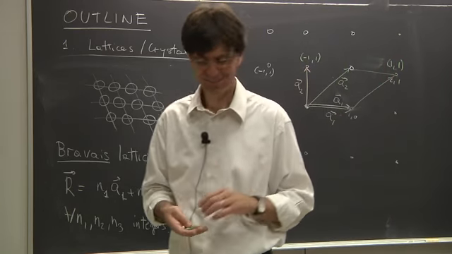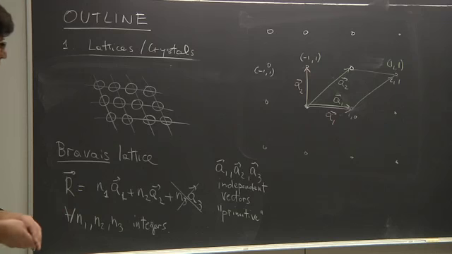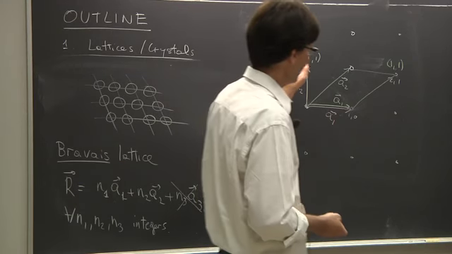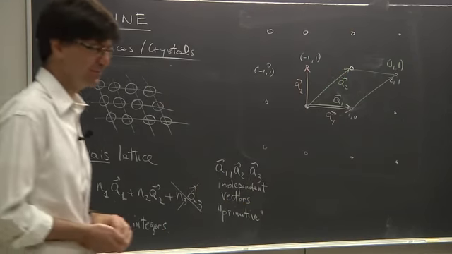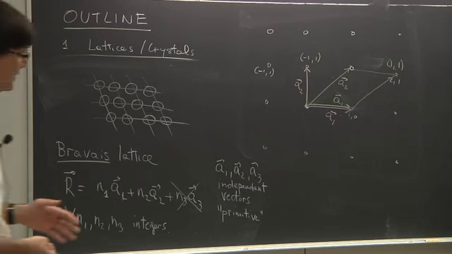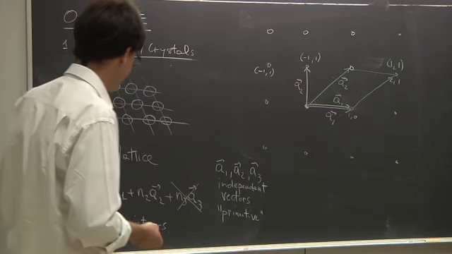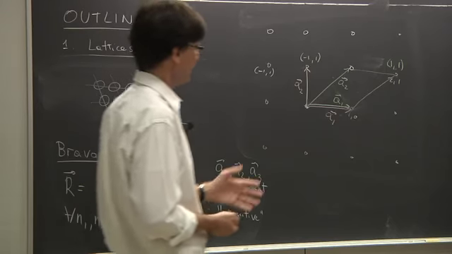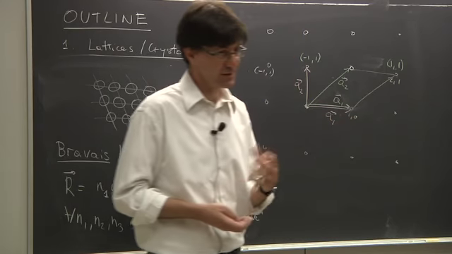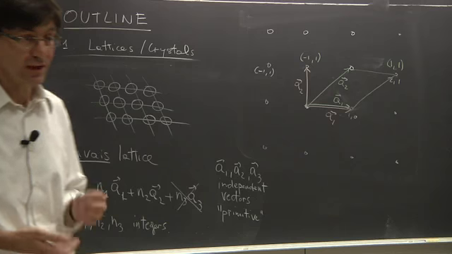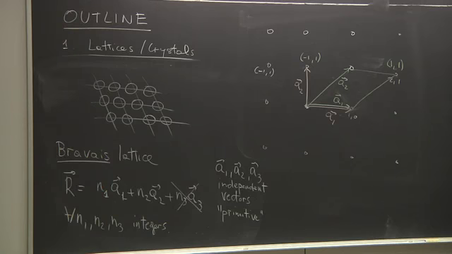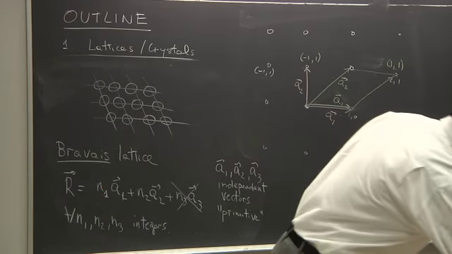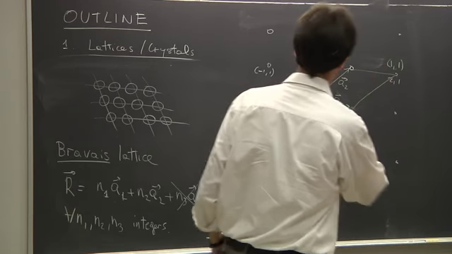Okay, so the bottom line is the following. I have a lattice. If it is a Bravais lattice, it must be described by definition by these conditions. However, there are infinitely many choices of the primitive vectors for a given Bravais lattice. Infinitely many, and you see it by considering, for example, this one.